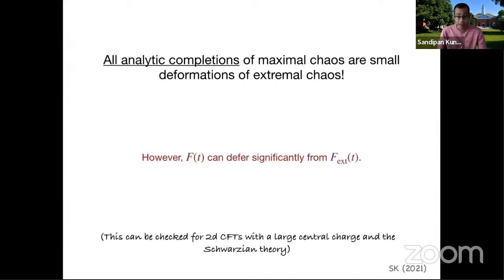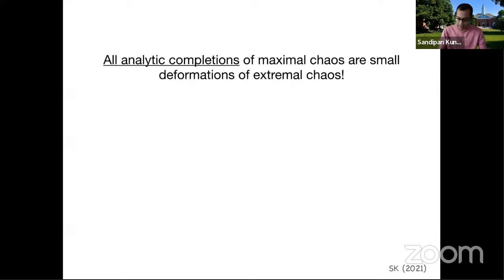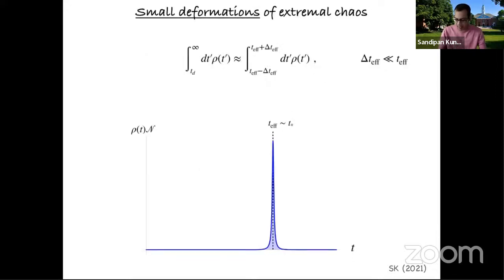However, that does not mean the OTOC. However, the resulting OTOC can differ significantly from the extremal OTOC. But when you write down everything in terms of the density function, they must be small deformations of extremal chaos. And this general statement can actually be checked for all the known examples, such as 2D CFTs with large central charge or the Schwarzian theory.